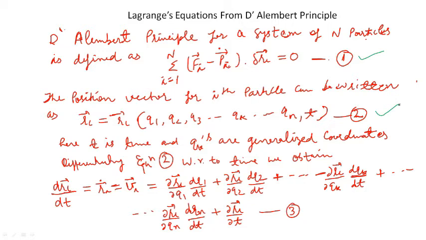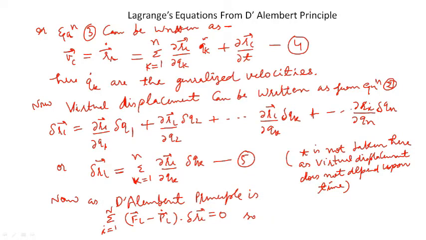Now if we differentiate equation number 2 with respect to time, then we will have dRi over dt, which is Ri dot, we can write Vi, equal to del Ri over del Q1 dQ1 over dt plus del Ri over del Q2 dQ2 over dt plus del Ri over del Qk dQk over dt plus del Ri over del Qn dQn over dt plus del Ri over del t. Let us say it is equation number 3.